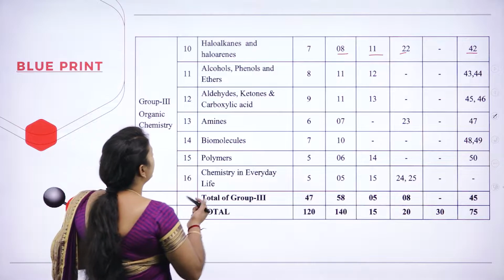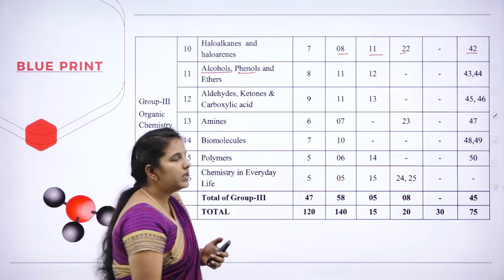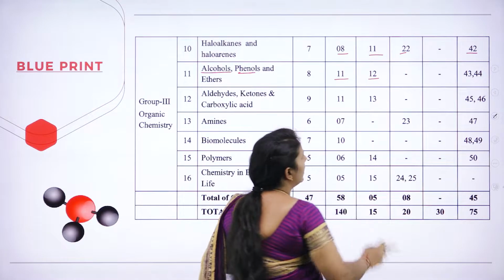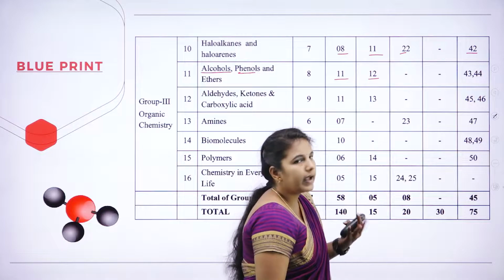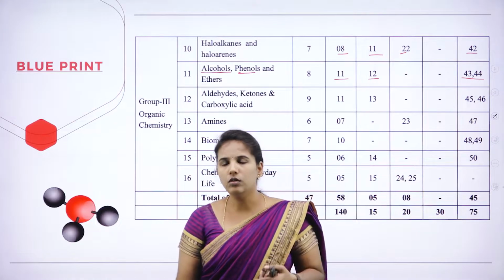And coming to the next unit, that is alcohols, phenols and ethers. From this unit, we can expect 11 marks. There is a 1 mark question and there is no 2 mark and 3 mark question, and directly we have 2 5 mark questions.